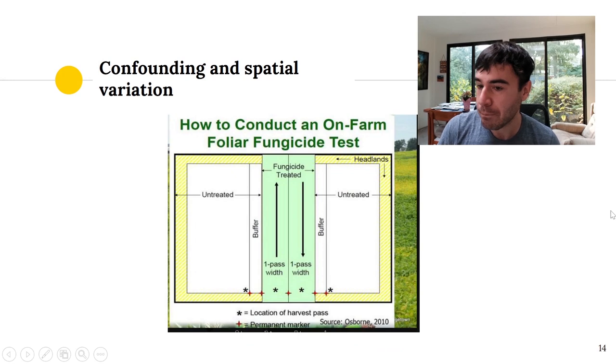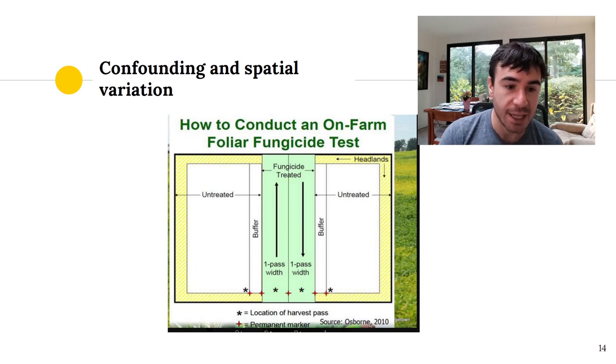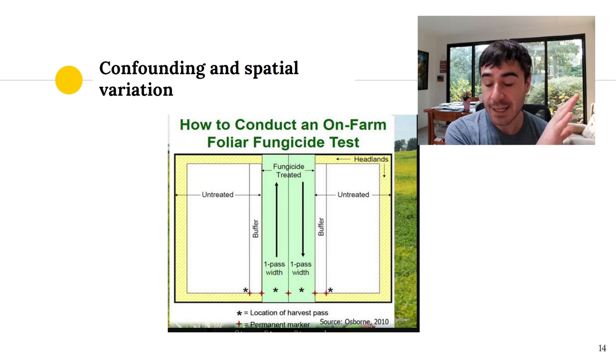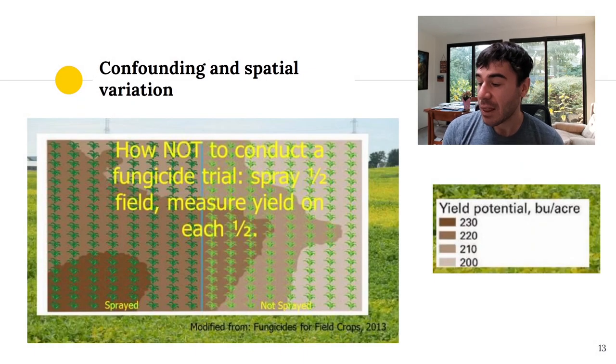So here's an example of a replication that can allow us to deal with this kind of spatial variability. Instead of having one side of the field treated, meaning the fungicide is sprayed, and the other half unsprayed with no fungicide, here you have strips going up and down the field. So the left side of the field, which is naturally higher yielding, is going to have strips of sprayed crops, sprayed with the fungicide, and unsprayed crops.